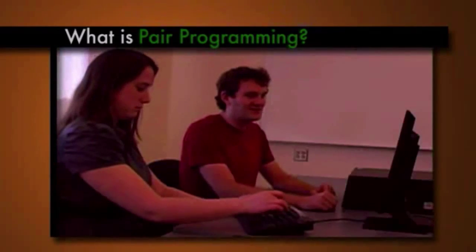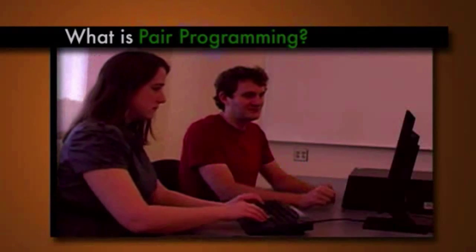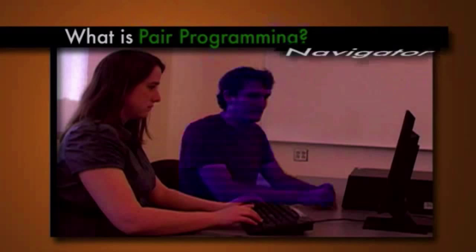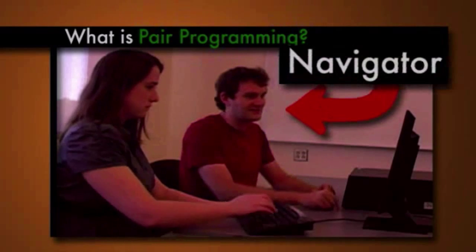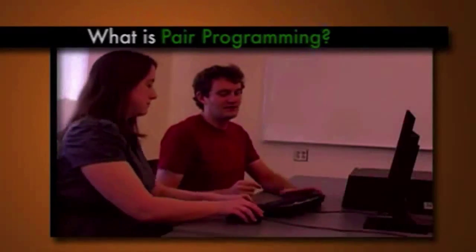The pair is made up of a driver who actively types at the computer or records a design, and a navigator who watches the work of the driver and identifies problems, asks clarifying questions, and makes suggestions. Switch roles from time to time to share the work evenly and get the most out of your pair programming experience. You'll hear effective pairs constantly chatting as they jointly decide how to tackle the task at hand.